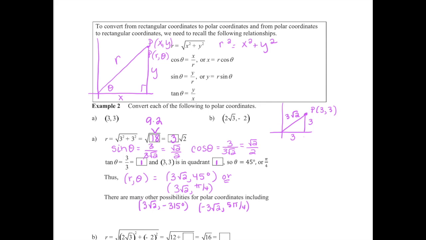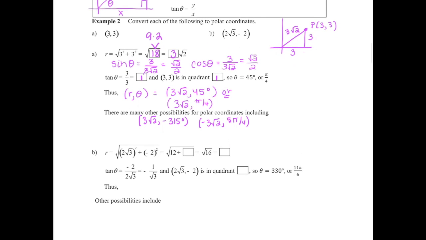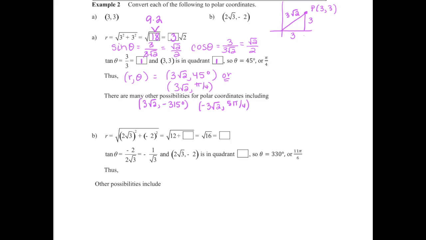Part B, we have the point 2 times the square root of 3, negative 2. So thinking about what that triangle might look like, we would go to the right and then down, so we're in the 4th quadrant. So we would go to the right 2 square root 3 and then we would go down 2 units.